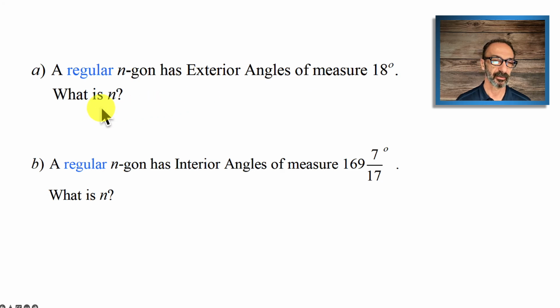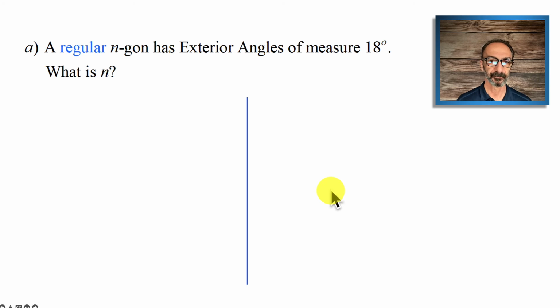What is n? Of course, when it's kind of small like this, you expect n to be larger than 4 and 5 and so on. Part B says a regular n-gon has interior angles that measure this much. What is n? So in both cases, we're trying to find the number of sides.